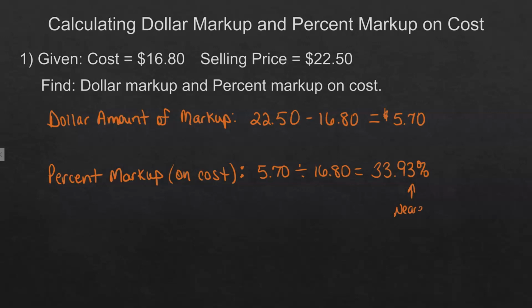Nearest hundredth. I might want to spell that right, so I need a D in there. Nearest hundredth percent. So remember, we don't round until after we put it in percent form when we're rounding to the tenths or the hundredths of a percent.